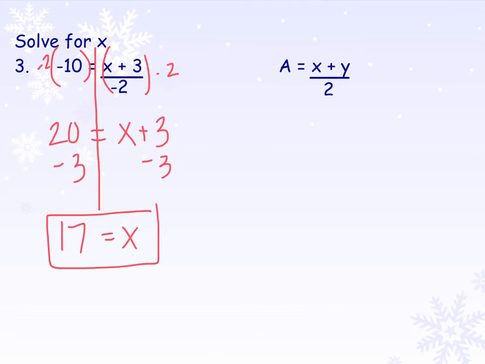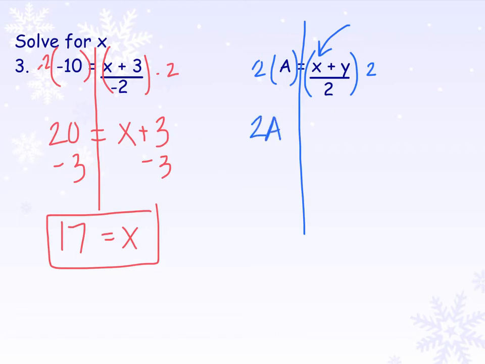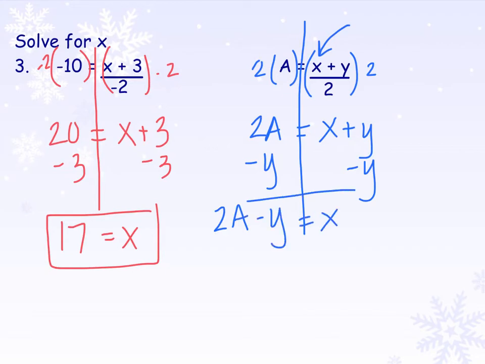Now, when I look at my equation on the right, a is equal to x plus y over 2. Again, I want to get x by itself. Notice how similar this looks. So, again, just like I did on the left, I'll start by multiplying by that 2. That gives me 2a is equal to x plus y. Now to get x alone, I just have to subtract that y away. So I end up with 2a minus y equals x. And that's my final answer.